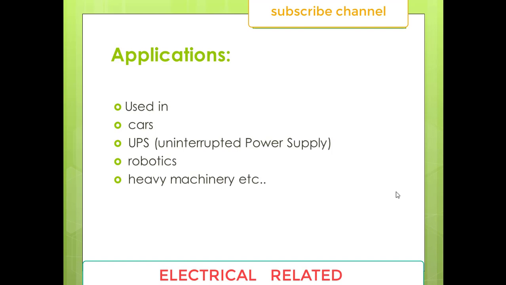Next I will explain the applications of lead acid batteries. Basically, these types of batteries are used in cars, UPS, robotics and heavy machinery. These batteries have the property of giving a very high output to the system.